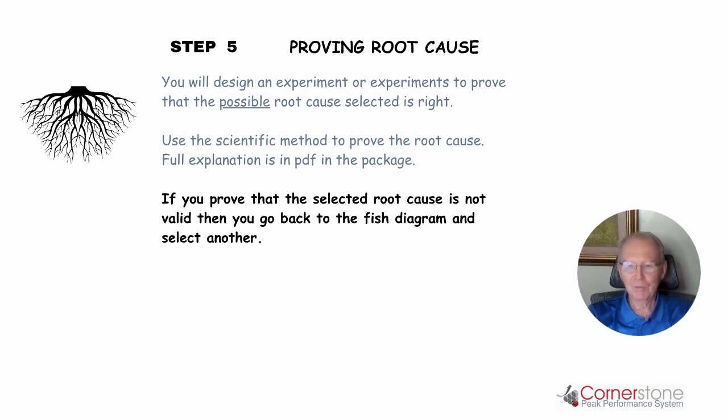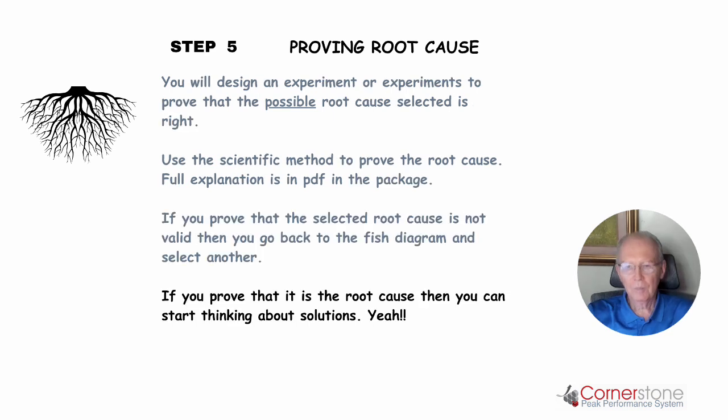And that's a time for celebration, because it means you're not going to waste time on trying to come up with solutions to fix something that's actually not going to make any difference. So don't worry about it if the experimentation proves that you got the wrong root cause. You simply go back to the fish diagram and do a vote. If you do prove that you got the right root cause, then you can start thinking about solutions. Yay, that's great. This is what you've been looking for.